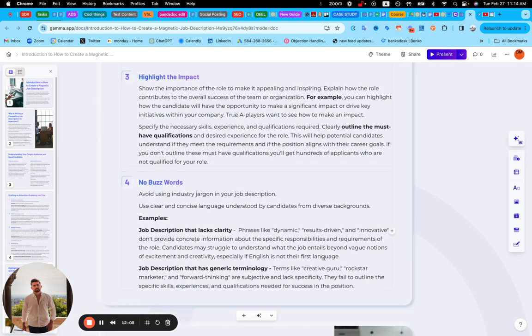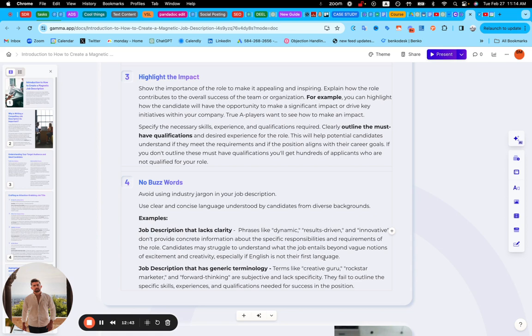I've already mentioned this a couple of times, but avoid using buzzwords. You don't want to use industry jargon in your job description. Use clear and concise language that will be understood by a multitude of candidates. Phrases like dynamic, results driven, innovative don't actually provide any value in the job description. They just sound like every other job description that was created with ChatGPT and not actually thought about.